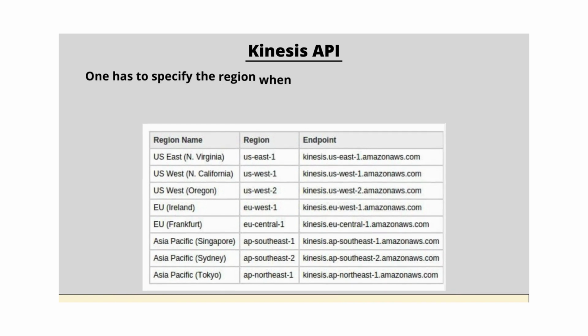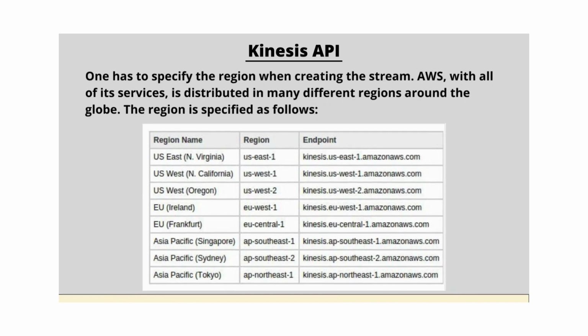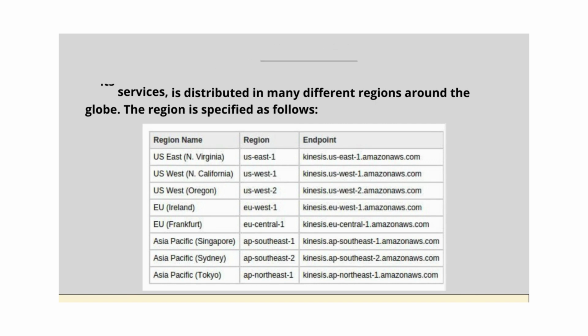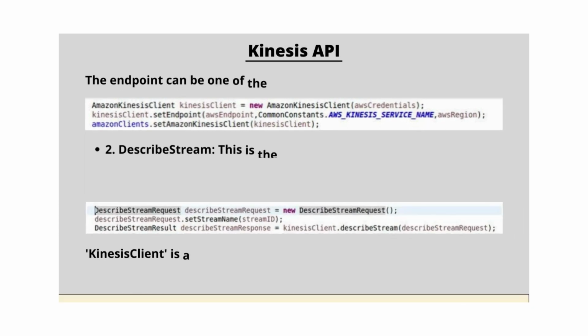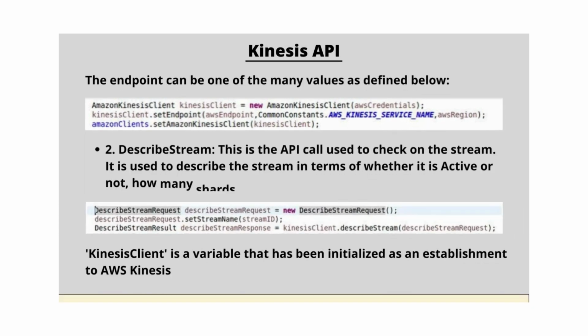One has to specify the region when creating the stream. AWS, with all of its services, is distributed in many different regions around the globe. The region is specified as follows in the mentioned image. The endpoint can be one of the many values as defined in the image below.